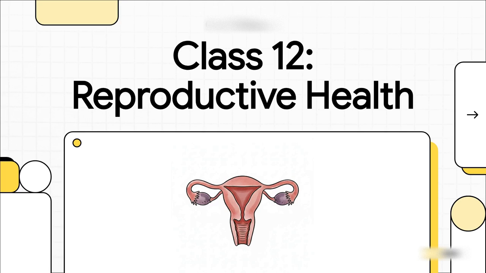Today, we're diving straight into a comprehensive explainer of Class 12 Biology, Chapter 4. We're talking all about reproductive health. We're going to unpack the actual science, the massive societal impacts, and the specific medical interventions that define how we handle reproduction today. Let's get right to it.